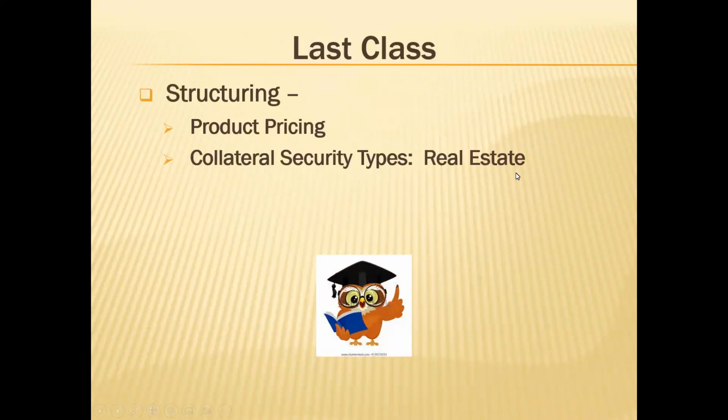Okay, so last class we began looking at structuring with regard to product pricing and collateral security types. We completed product pricing and we started collateral security types, particularly looking at real estate. And I think we ended at looking at the components of a real estate appraisal on page 47. Before we get to that, let's just go through some things from last class.